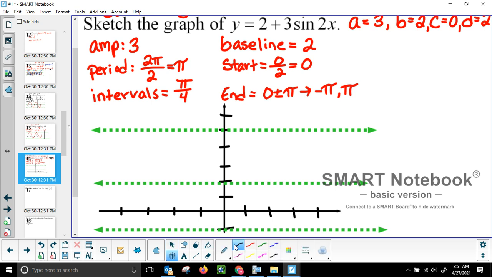All right, I probably should have labeled my axis here. My intervals are pi over 4. So 1 pi over 4, 2 pi over 4, 3 pi over 4, 4 pi over 4, or just pi. And you can simplify these if you want, right? You could easily have said that was negative pi over 2, but you don't have to. It's not a big deal.